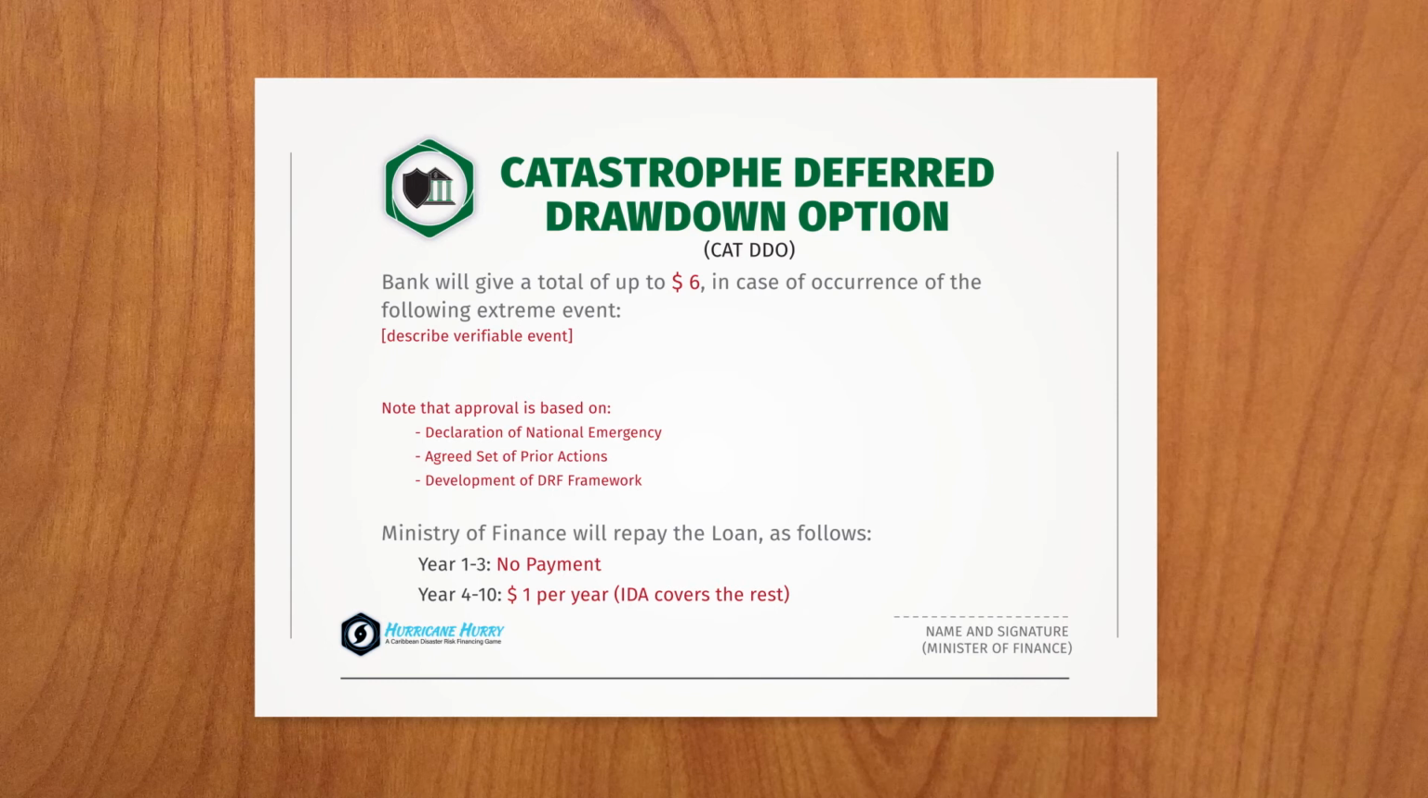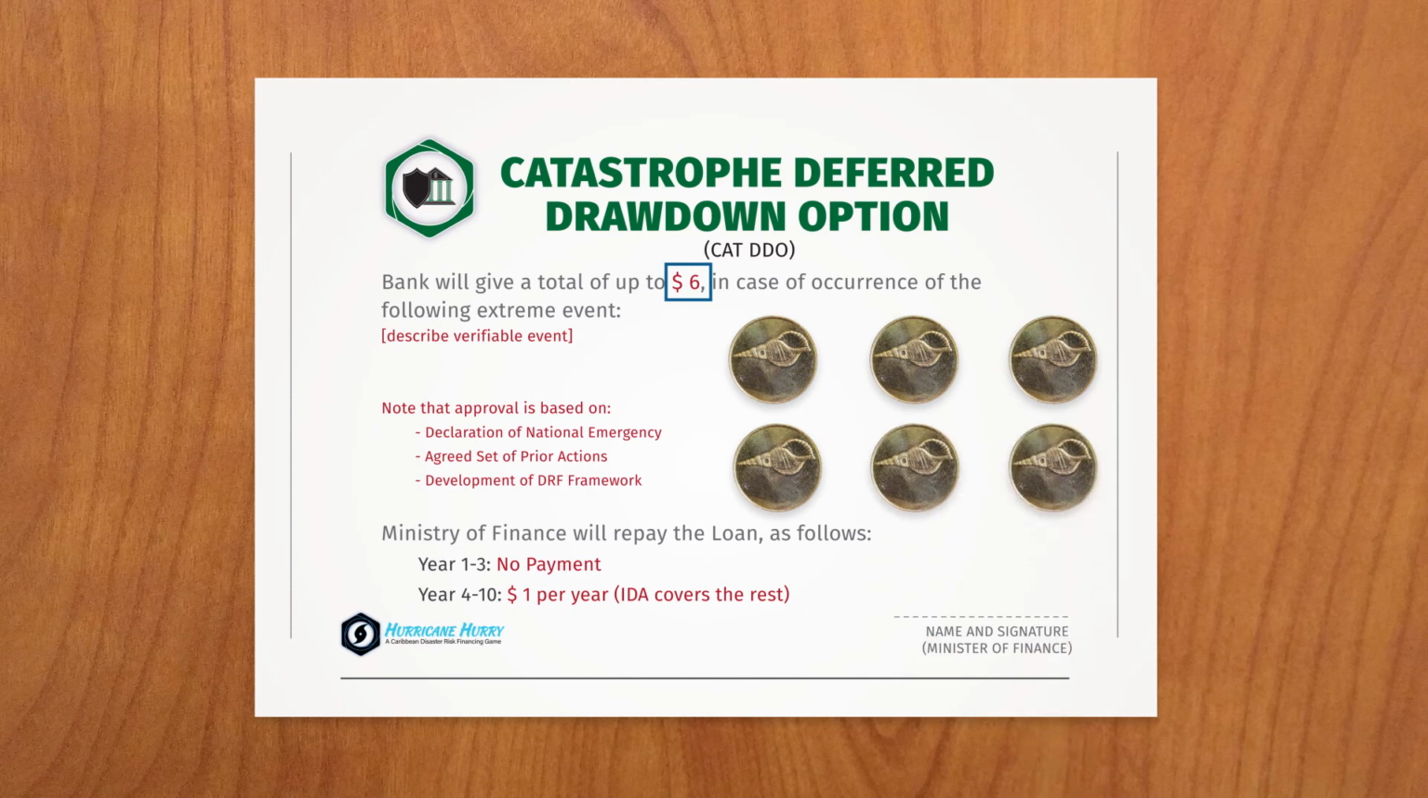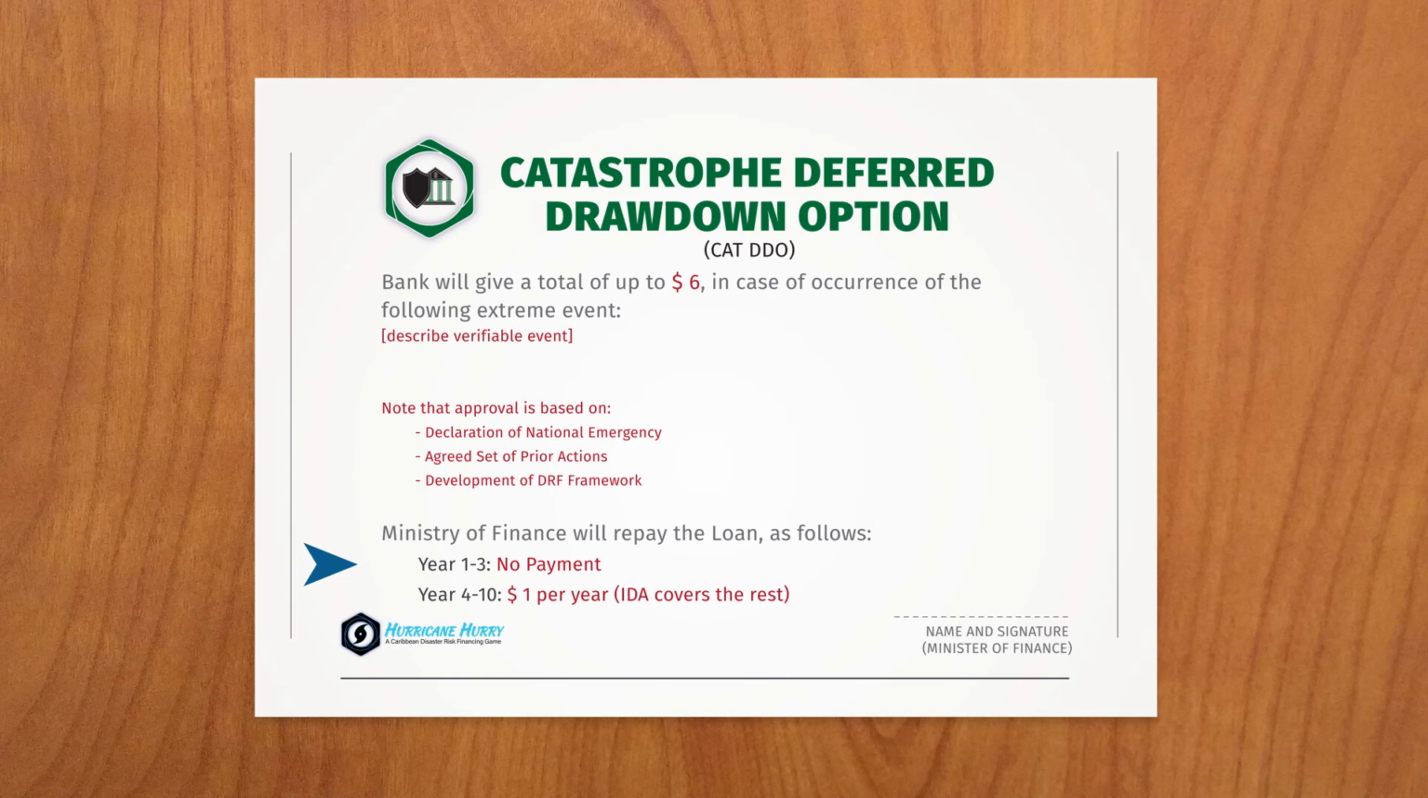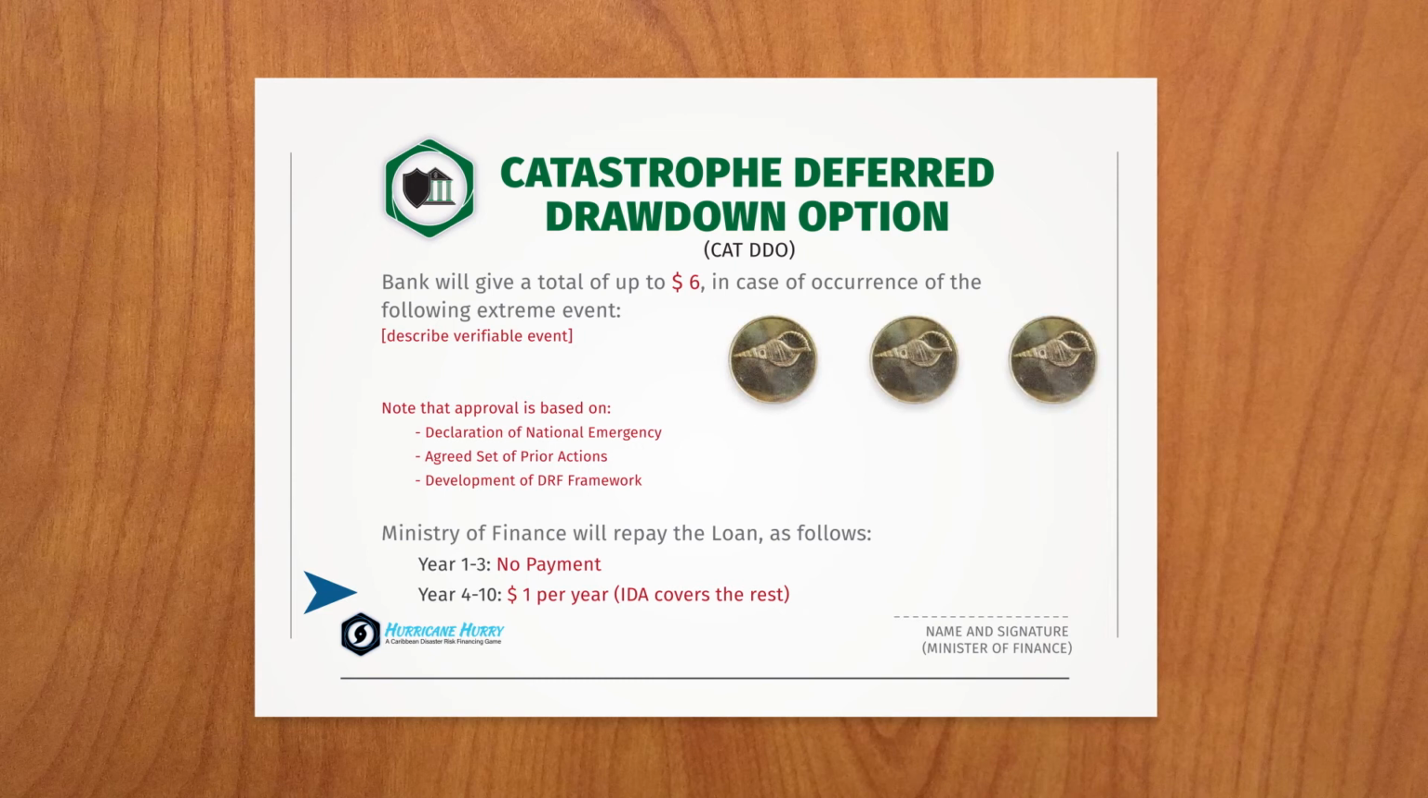What is a CAT-DDO? It's a financial instrument that allows a Minister of Finance to draw down up to 6 coins, $6 million, if a disaster happens and the national emergency is declared. And then the subsequent 3 years, you don't have to pay anything back yet until you get back on your feet. And then starting the 4th year, you start repaying 1 coin per year until you have repaid the capital. You don't need to pay interest in this game. The donor takes care of that extra expense.